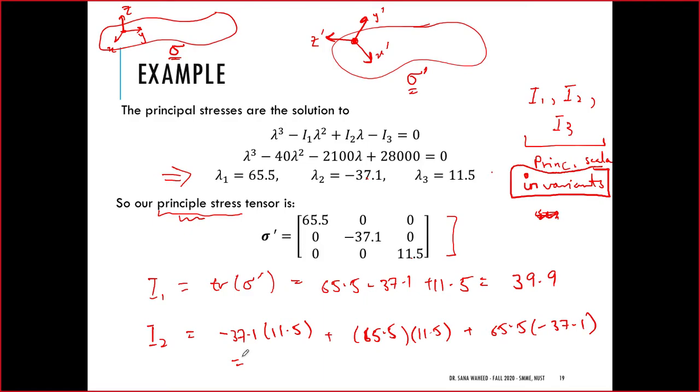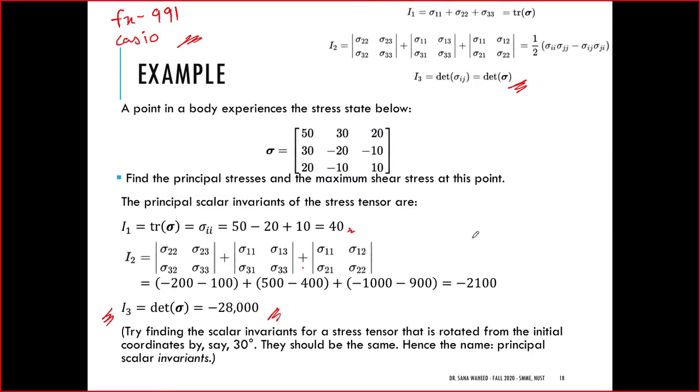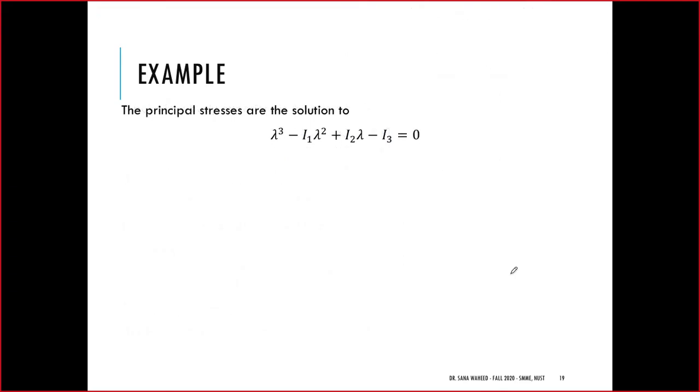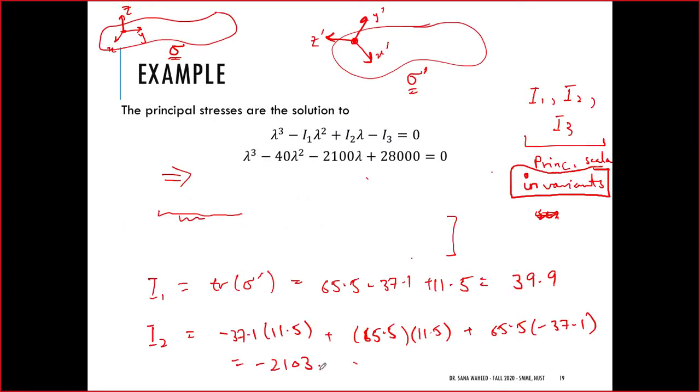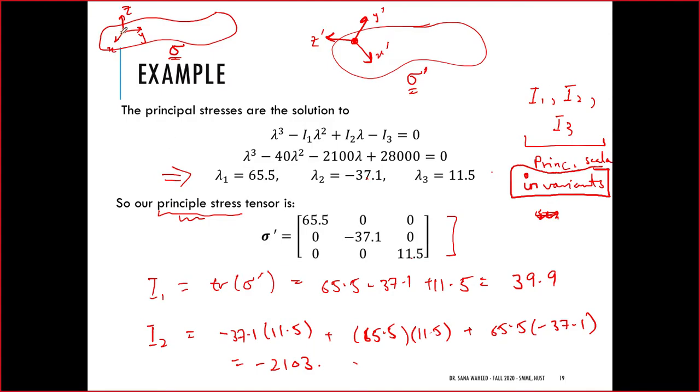If somebody has the calculator, minus 2... so I'm getting minus 2103 point something, and again there will be a little bit of a difference owing to the fact that I made some rounding errors. But if I go back to the original, I was getting minus 2100. So just proving what I was trying to show you, that these values I1, I2, I3 remain unchanged whether we view it in this coordinate system or some other coordinate system. That is, they are invariant with respect to the coordinate system.